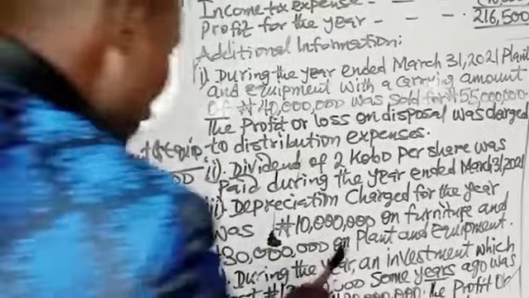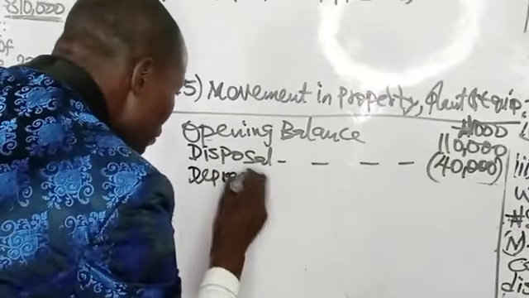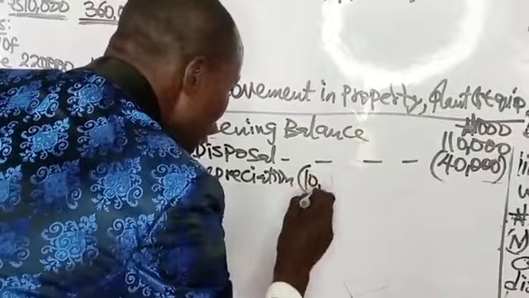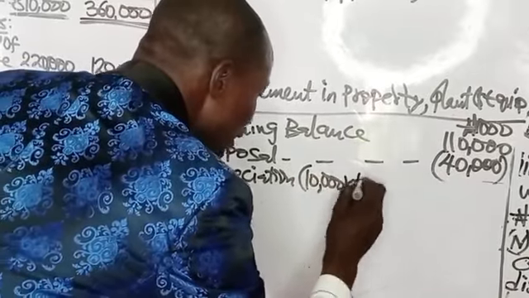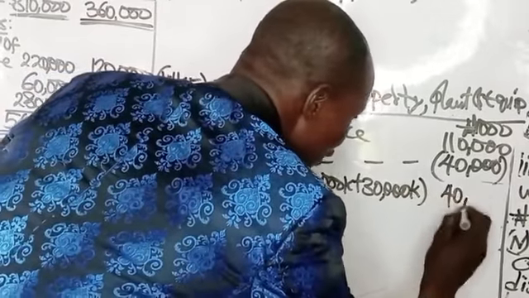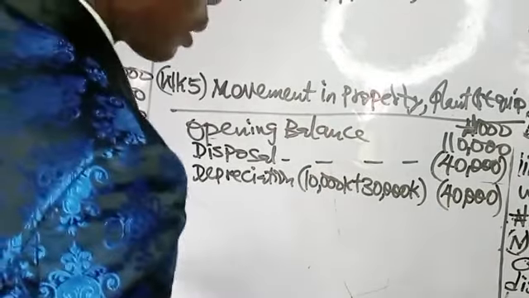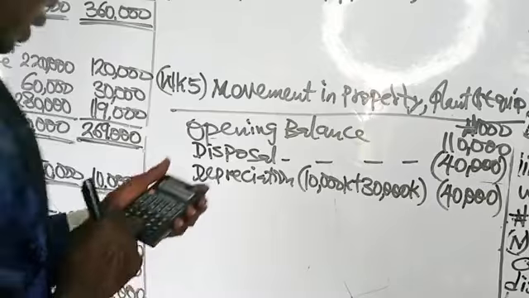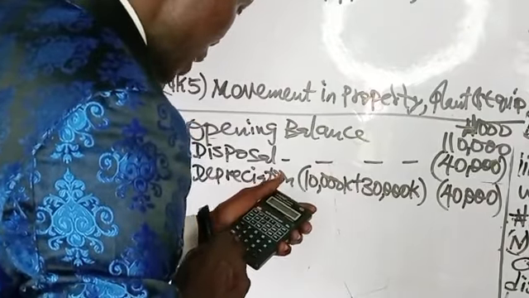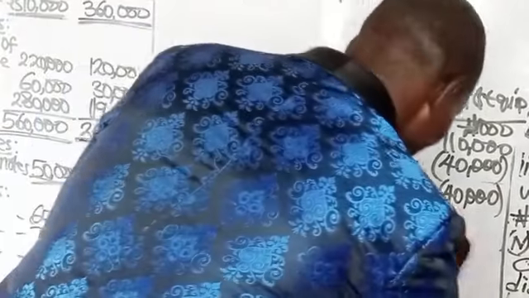Note 3, depreciation charge for the year was 10 million on furniture and 30 million on plant and equipment. So depreciation, 10 million on furniture and 30 million on plant and equipment. Total 40 million. So note 4 is investment. So 110 million minus 40 minus 40. That is 30 million.